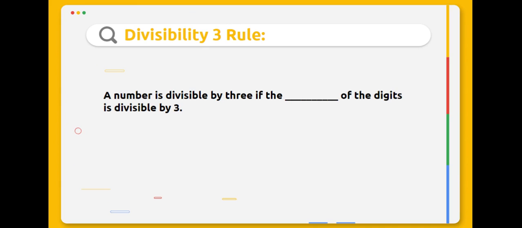Okay, let's look at the divisibility 3 rule. A number is divisible by 3 if the sum of the digits is divisible by 3. Back in our other lessons, we learned that sum means the answer to an addition problem. So if I take a number and add all the numbers that make up that number, here's an example. I have the number 36. I'm going to take 3 and add it to the 6, and that's going to be 9. I know that 3 times 3 is 9, so 9 is divisible by 3.